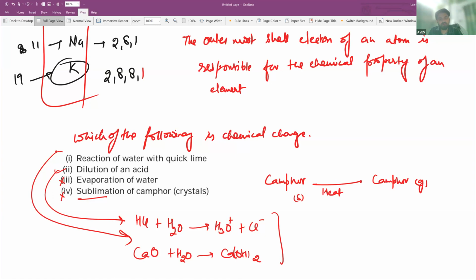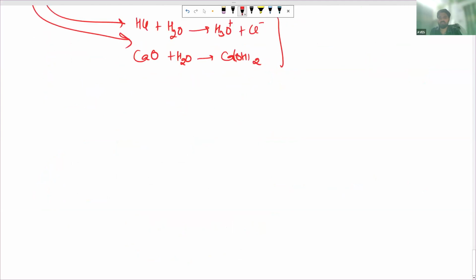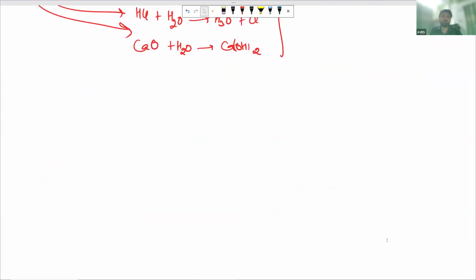Okay, tell me, burning of candle. Is it a chemical change or a physical change? Is there anyone in the class who can tell me? Is it chemical or physical? It is a chemical as well as physical change. When a candle burns, two phenomena occur.